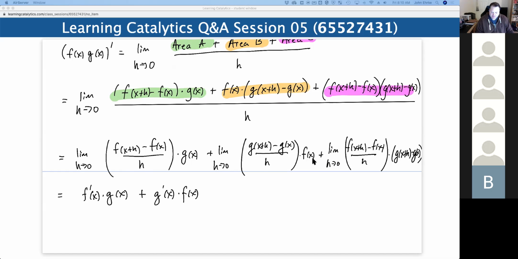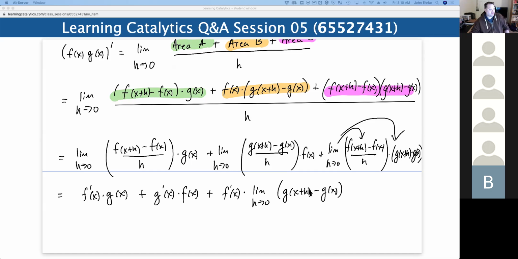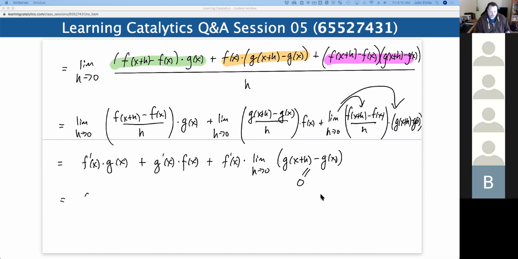And then finally, for the last piece, clearly you can see that this is f prime, the limit as h goes to 0 of this, but the limit here has to distribute to both pieces. So the limit of this first piece is f prime, and we're left with the limit as h goes to 0 of this second piece, g of x plus h minus g of x. So it's simply a question of what this last piece becomes, and as h goes to 0, you get g of x minus g of x, which is 0. So what you're left with are just the first two pieces, which are the product rule.